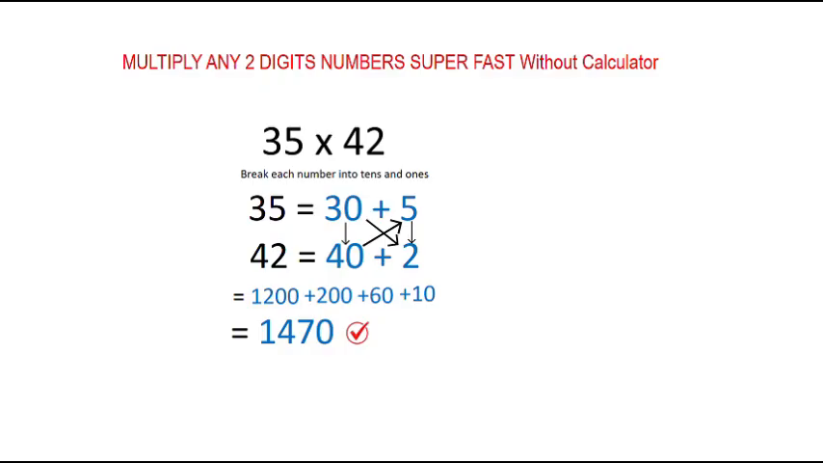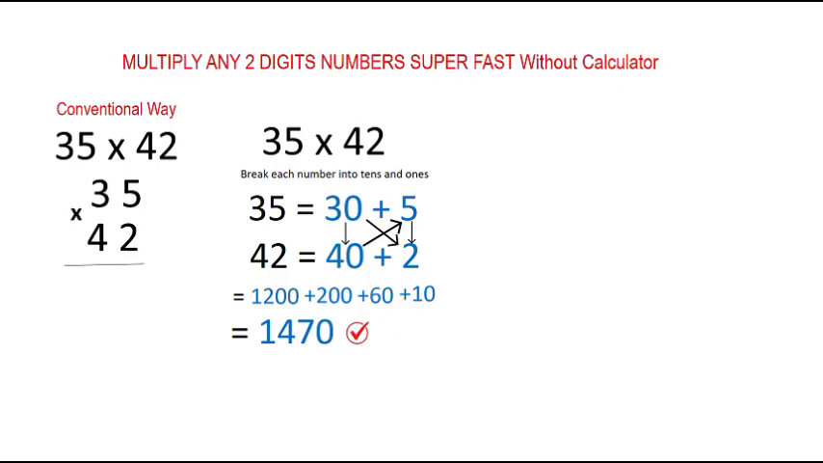Let's compare this with the conventional way of multiplying the numbers, which is not as fast as this. If you want to use the conventional way of multiplying these two numbers, first of all, you arrange your numbers like this. Then you multiply the lower number by the upper number, and you start with 2 times 5. That will give you 10. So you write 0, you carry 1.